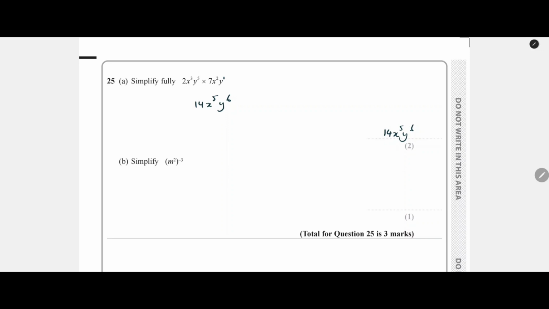Part B says simplify m squared to the power of minus 3. So when you have indices in brackets like so, you multiply the indices together. So that's equal to m to the power of 2 multiplied by minus 3, and that's m to the power of minus 6, like so.